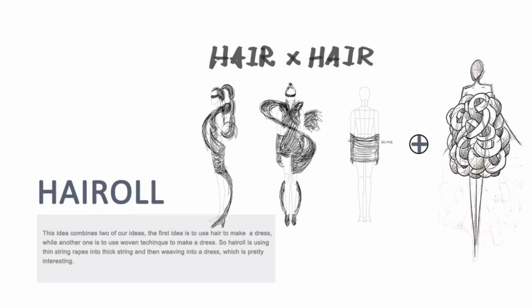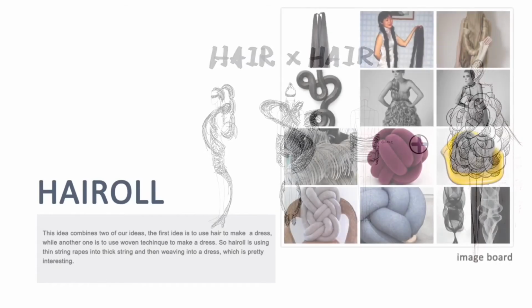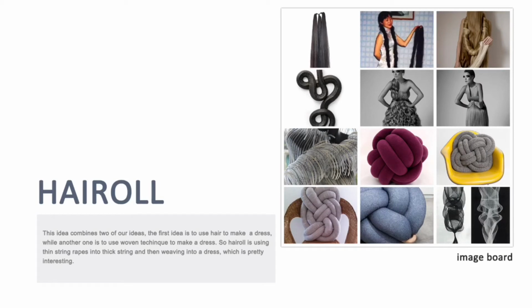Hero combines two ideas. The first one is to use hair to make a dress. Another one is using the woven technique to make a dress. We take a really long piece of fabric and make it go through each other, and eventually it will become a bow. So we combine these two ideas together to design Hero.